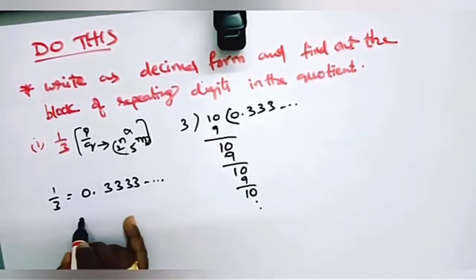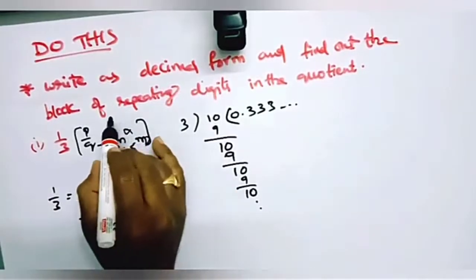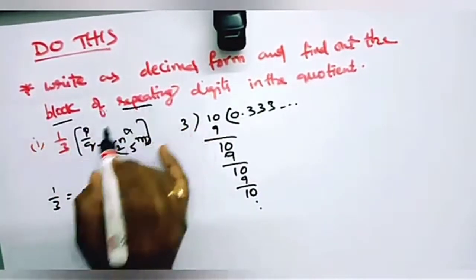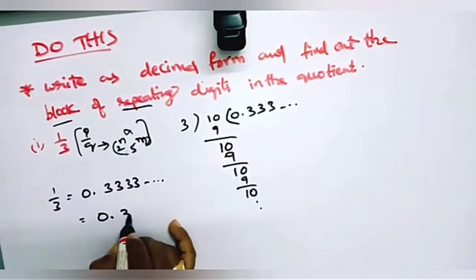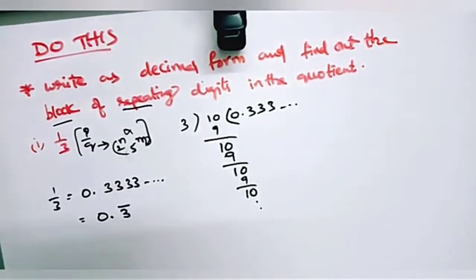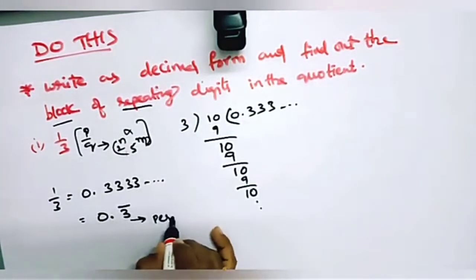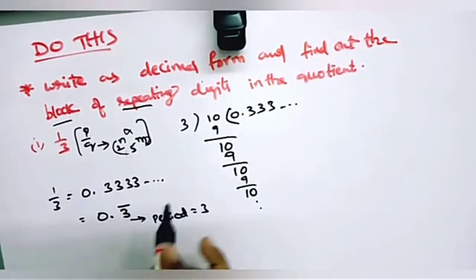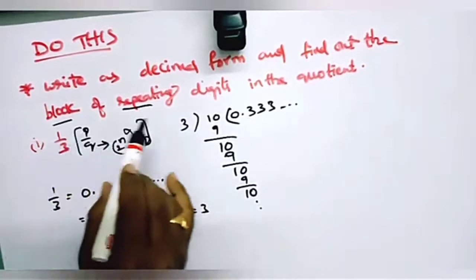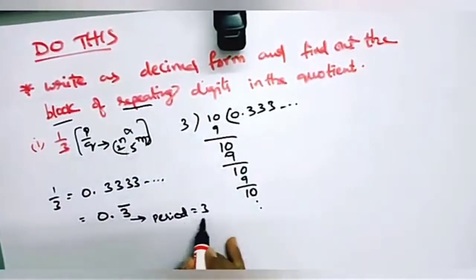So 1 by 3 you should write down as 0.33333 and so on. They're asking to find the block of repeating digits in the quotient. So you should find the repeating block. The repeating digit is 3, so the period is equal to 3.